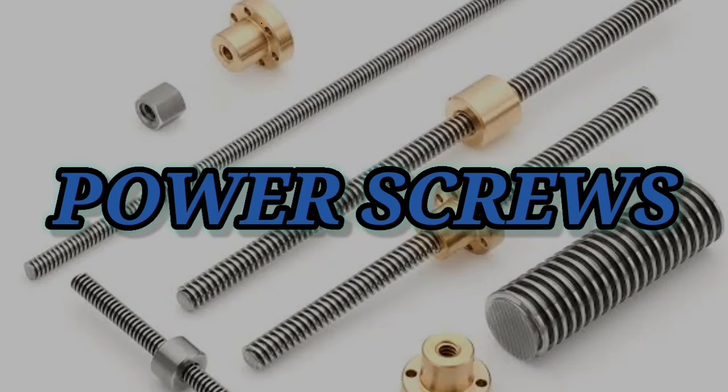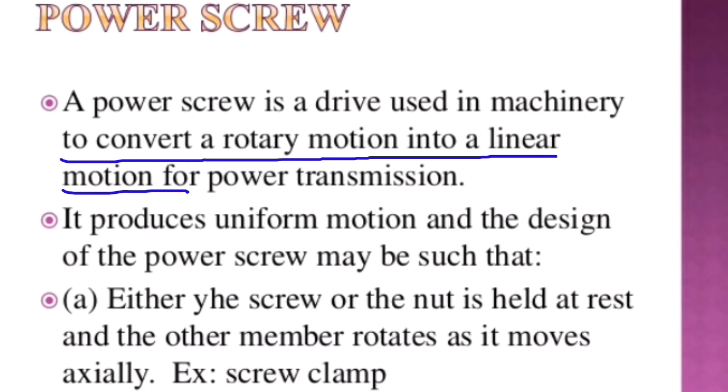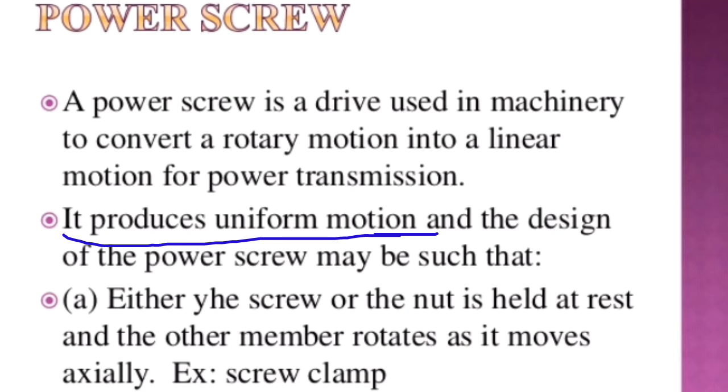Today we are going to discuss power screws. A power screw is a drive used in machinery to convert rotary motion into linear motion for the purpose of power transmission. Power screws produce uniform motion when used in applications.